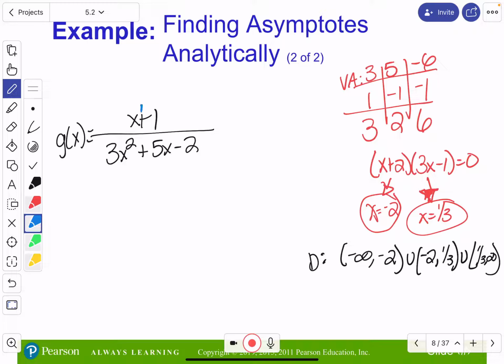Degree on the top is 1. Degree on the bottom is 2. 1 is less than 2. So our horizontal asymptote is going to be 0.